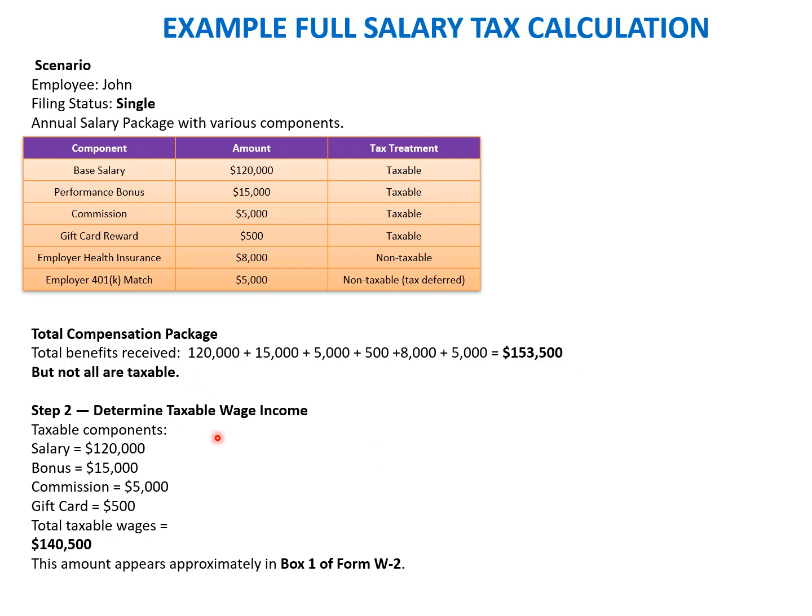So we have to determine the taxable portion of it. Salary is taxable, bonus is taxable, commission is taxable, gift card is taxable. Total taxable wages is 140,500, and this amount appears approximately in box 1 of the Form W-2. So move to the next slide and see the rest of the steps.